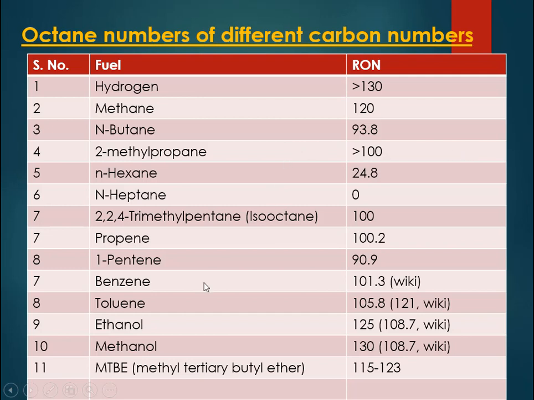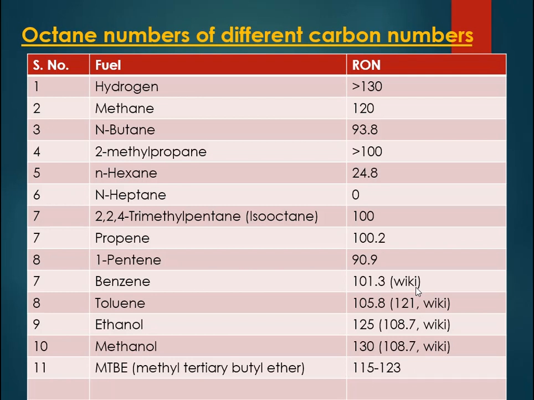Apart from this, there are other oxygenate molecules which have very high octane number, like ethanol. Different sources show different octane numbers. For example, ethanol has 125 octane number, while in Wikipedia it is given as 108.7. Similarly, methanol has 130 in one book, and in Wikipedia 108.7. Methyl tertiary butyl ether, again an oxygenate, has very high octane number. Tetraethyl lead also has very high octane number.